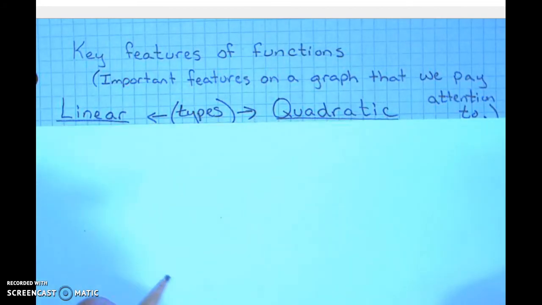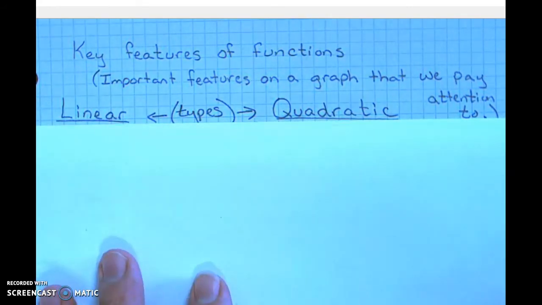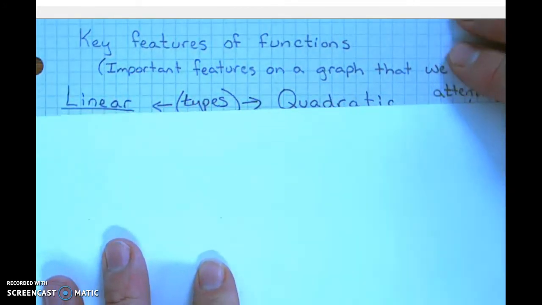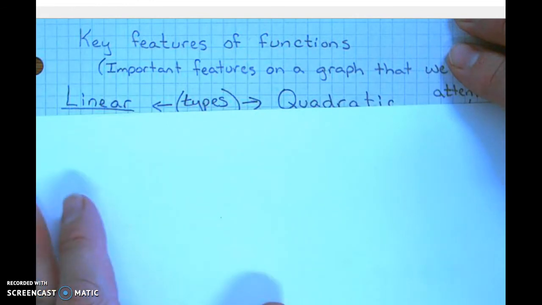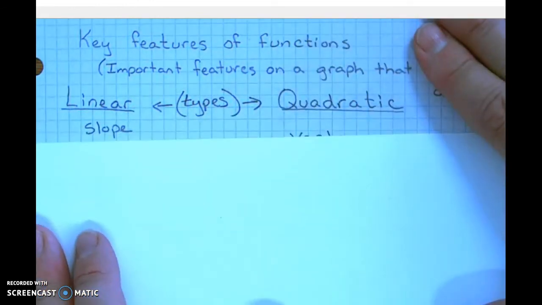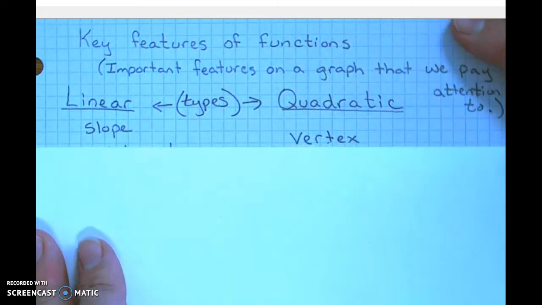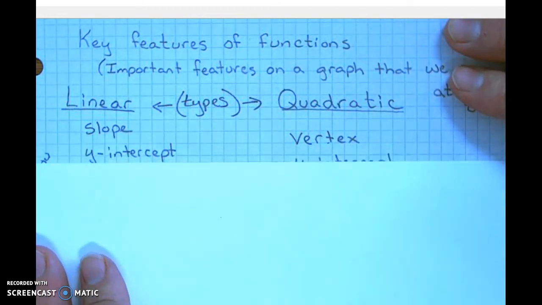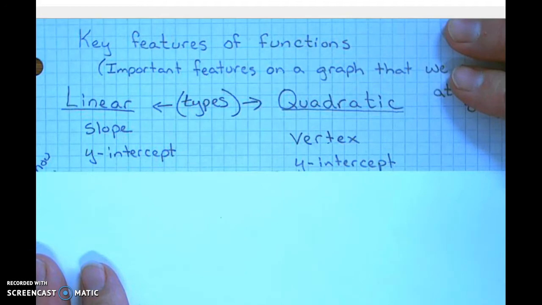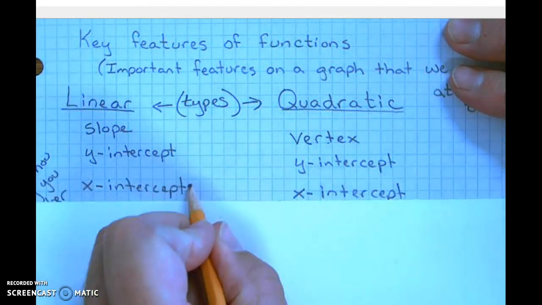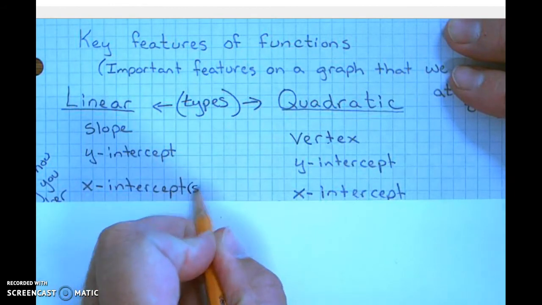Okay, welcome back. Let's see what you wrote down, how it compares to what I have. So when you think of linear, did you think of slope? And with quadratic, did you think of a vertex? Y-intercept? X-intercept? Or I should say intercepts, because there could be more than one.